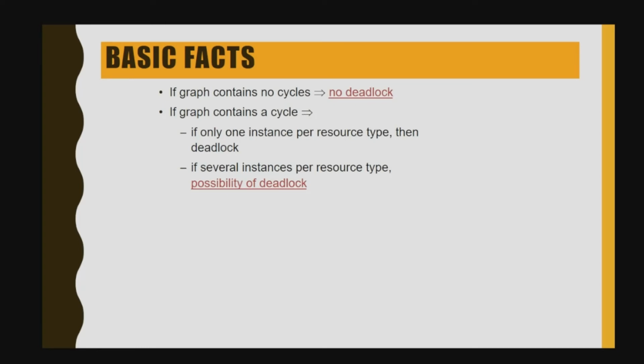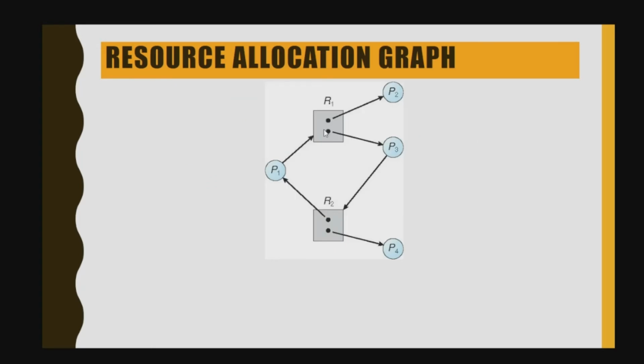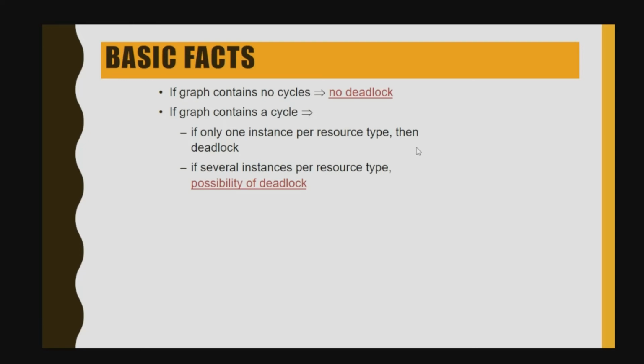So if the graph contains no cycles, that means no deadlock. If there is no cycle, no deadlock. If the graph contains a cycle and there is only one instance per resource type, then deadlock. Only one instance means that inside this, if only one instance, then the deadlock may occur.